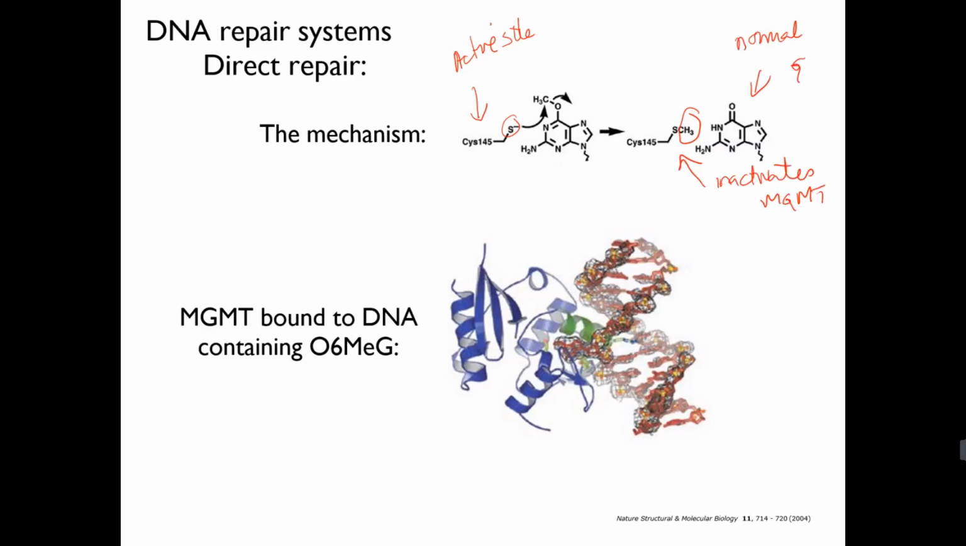Below is a structure of MGMT, which is shown in blue here. So this is MGMT alongside a piece of DNA with a single O6-methyl G residue. So here's our DNA with the O6-methyl G residue. This structure was done by John Tainer.